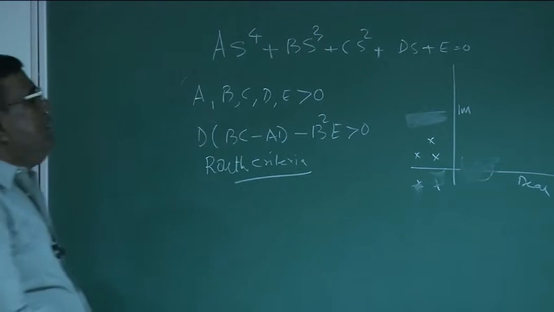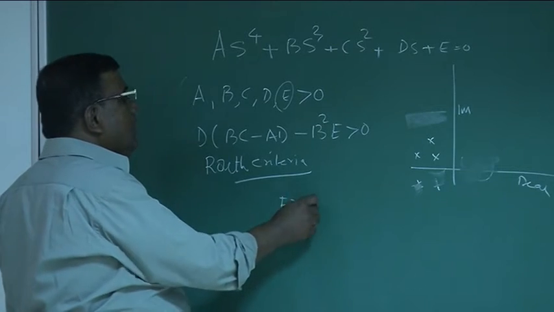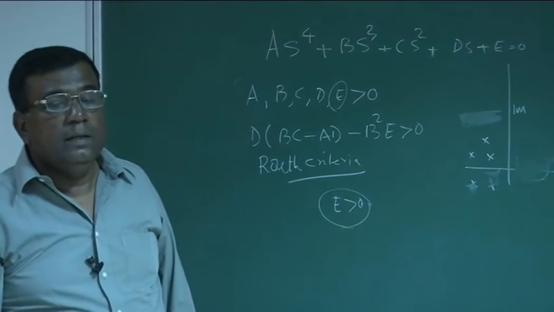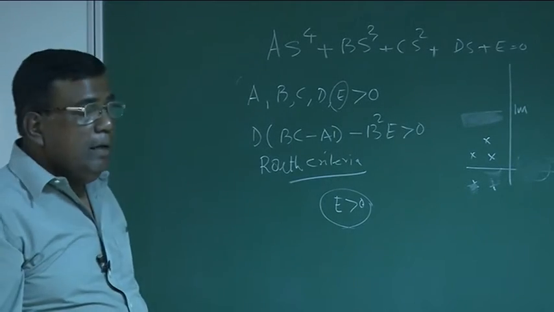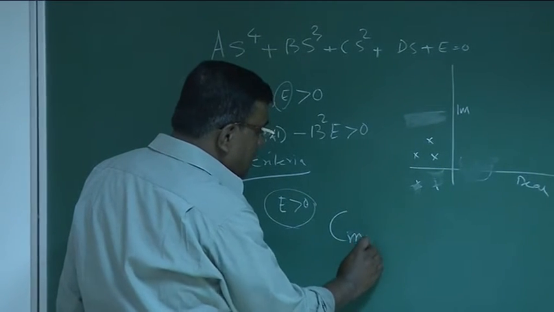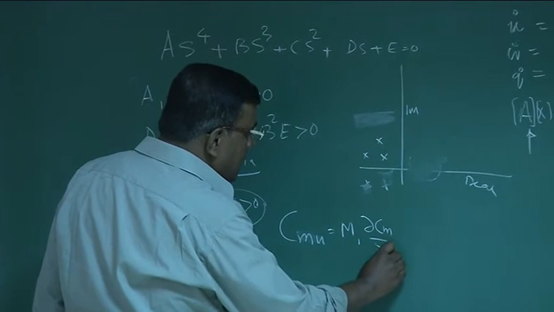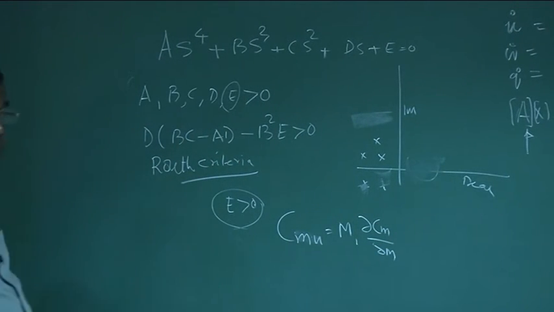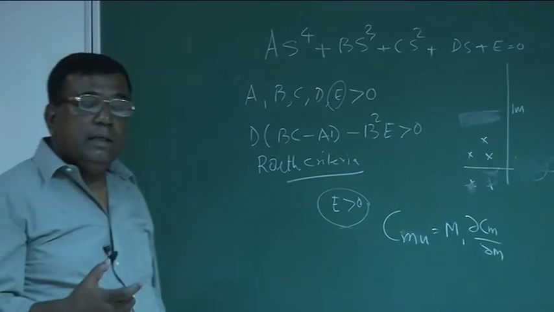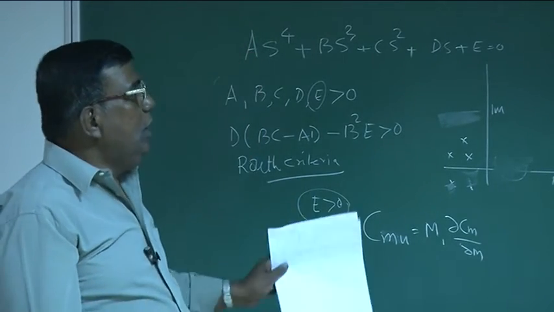We have also studied one thing, that we have taken a simple case, E greater than 0, and we have obtained a very important relationship: dCm by dM, or C_M_M, which is nothing but M infinity dCm by dM, which is less than 0 for the supersonic case. And we have seen its impact in defining the location of CG vis-a-vis the neutral point. Okay? So, this we have done.